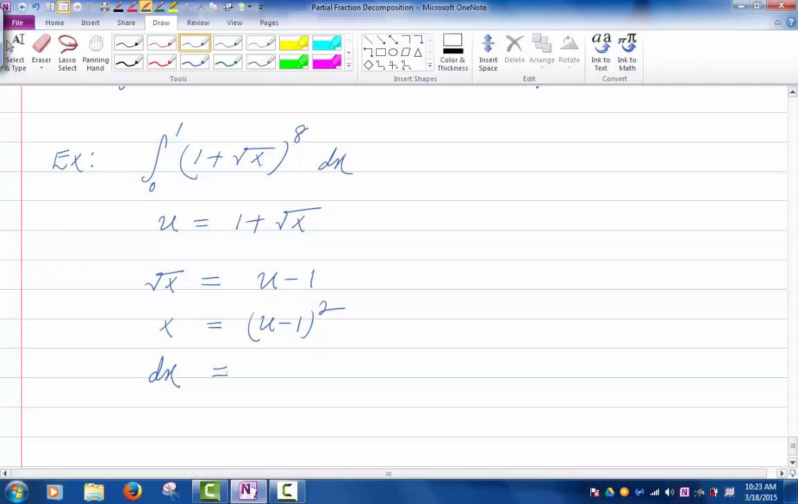Okay, so now what is dx? What is dx? Dx would be 2 times u minus 1 du, right? You take the derivative of u minus 1 squared. The derivative of u minus 1 squared is what? 2 times u minus 1 du. So we are going to now make the substitution here. This would be 1 plus root x, which is u, to the 8. And then dx would be 2 times u minus 1 du.